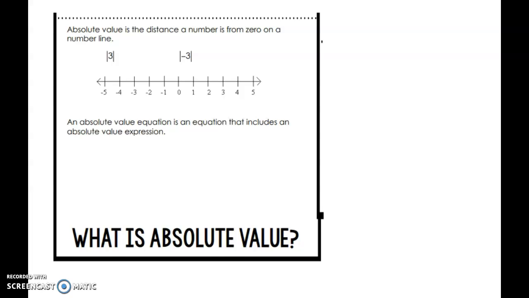Okay, so let's look at this first page. What is absolute value? So absolute value is the distance a number is from 0 on a number line. So for example, the absolute value of 3 is 3. And the absolute value of -3 is 3, because an absolute value takes any number inside and turns it positive or keeps it positive. So what we mean by that is here's 0 on our number line.